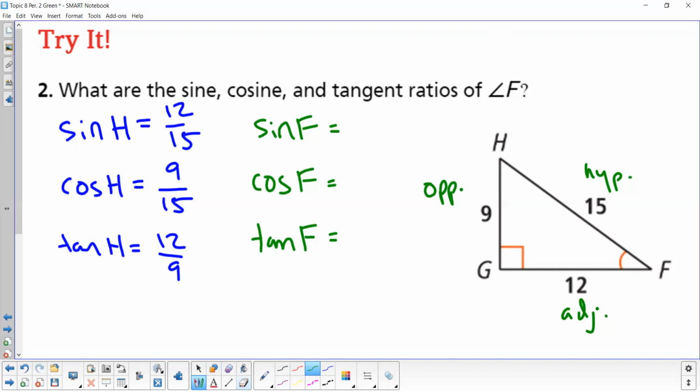So, opposite over hypotenuse for F for sine, 9 over 15. Cosine of F is going to be 12 over 15. Tangent is going to be 9 over 12. So some relationships to look at here. I don't want to harp on this too much because I just want to get you guys practicing this here. But how do H and F relate to each other?